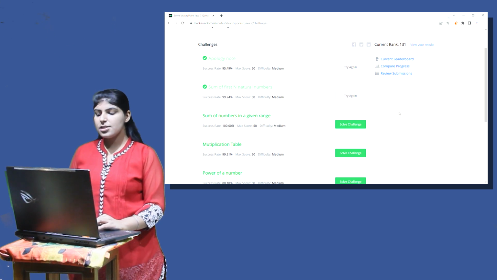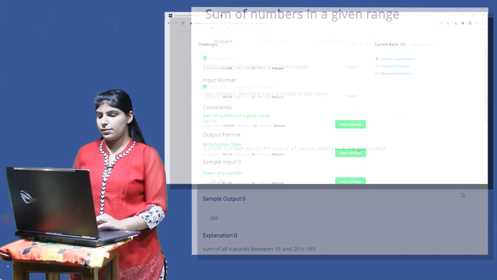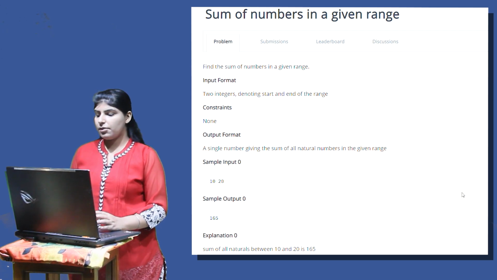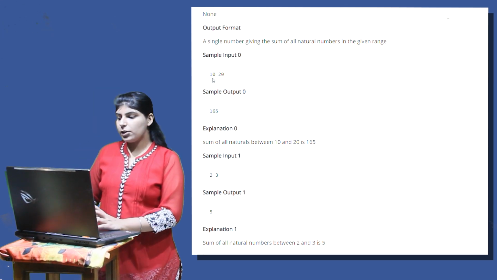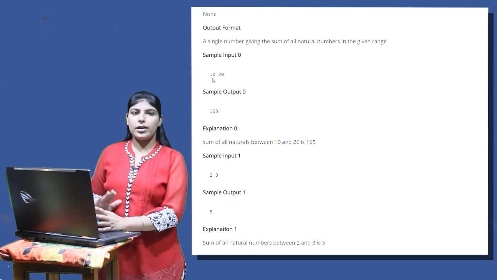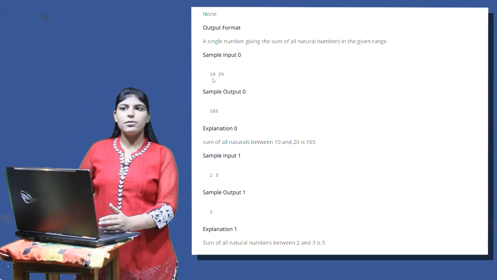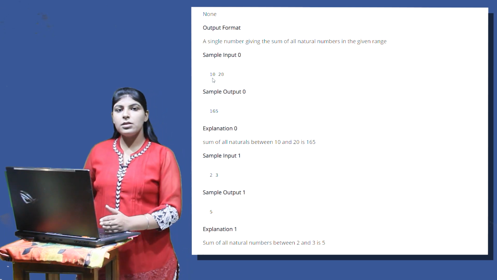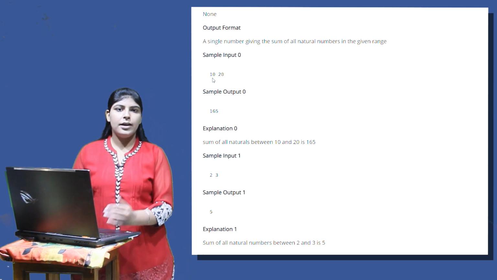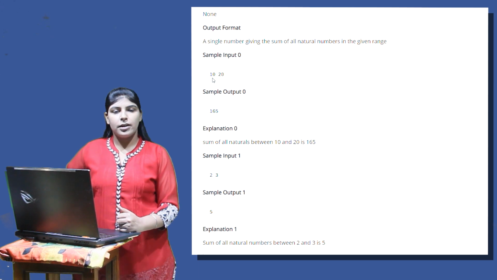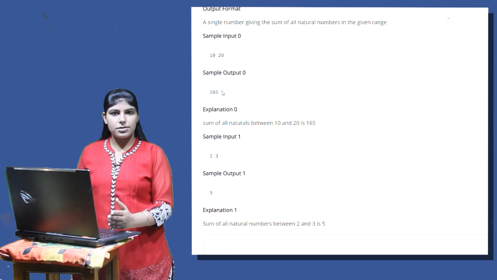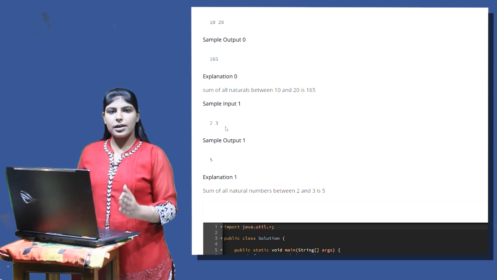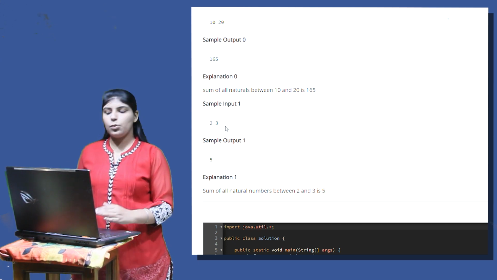The next question is sum of numbers in a given range. Here we need to find the sum of numbers in the given range. Input format is we will be given two integers which denote the start and end of a range. In previous question we calculated the sum of first n natural numbers. So in that question the start of the range was 1 and the end of the range was n. Here we will be given two numbers, start as well as end. We need to calculate the sum of numbers in that range from start to end.